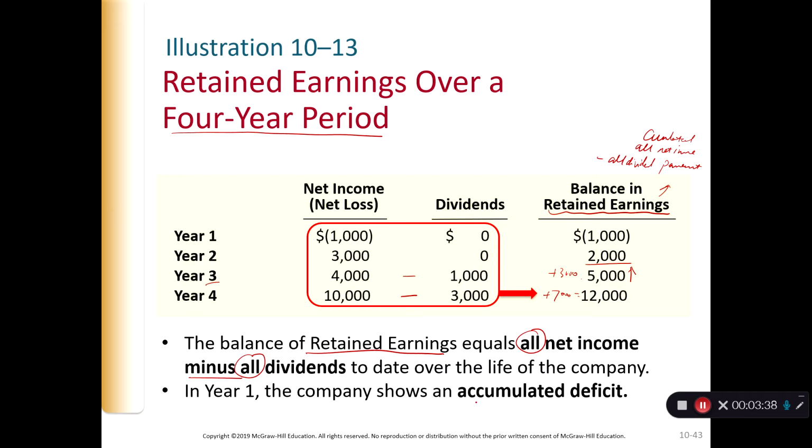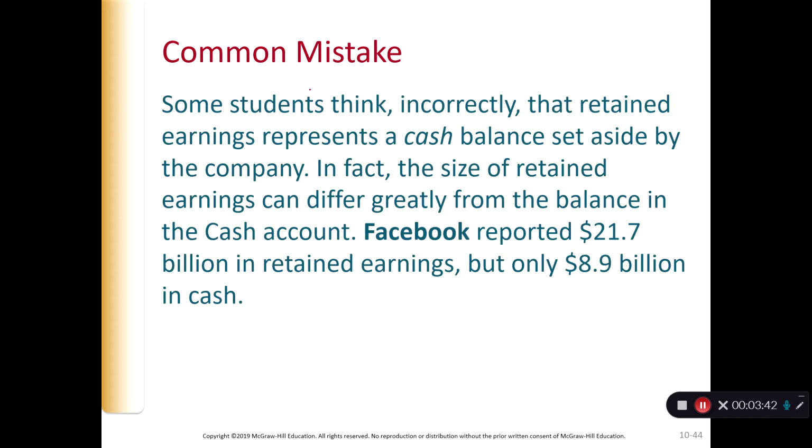In year 1, the company shows an accumulated deficit. Okay, a mistake a student might incorrectly make is to think that retained earnings represents a cash balance set aside by the company. No, totally not, right? In fact, the size of retained earnings can differ greatly from the balance in the cash account. Facebook, as an example, reported 21.7 billion in retained earnings and only had 8.9 billion of cash.